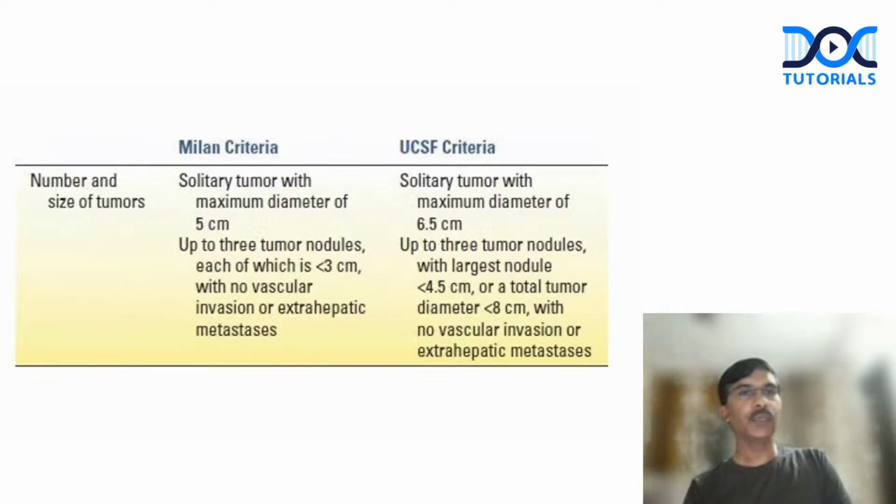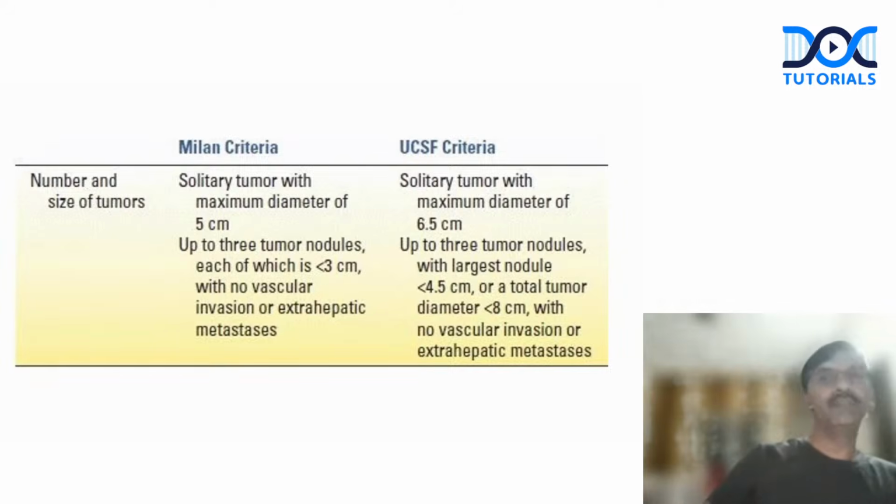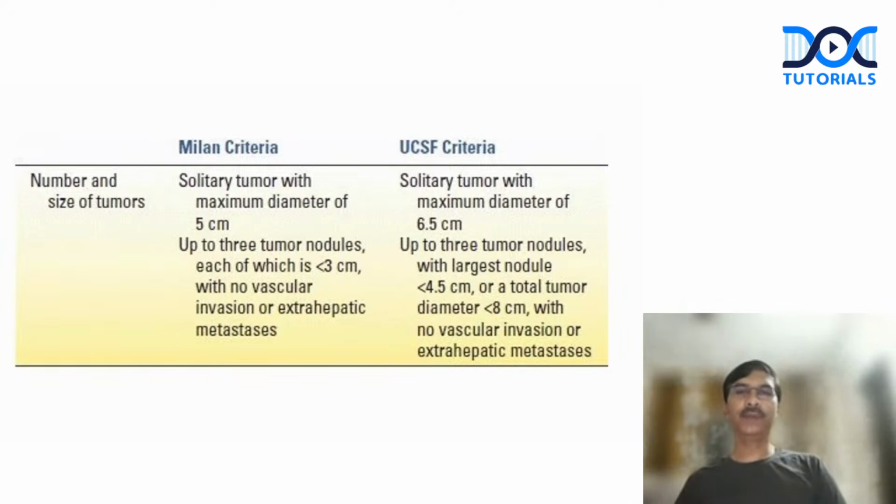So Milan criteria: solitary tumor maximum diameter of 5, add 1.5, solitary tumor of maximum diameter 6.5 is UCSF criteria. And multinodular up to 3 tumor nodules, each of which are less than 3 centimeters, add 1.5, up to 3 nodules, largest being less than 4.5. They have also included a cumulative tumor diameter of less than 8 centimeters. In both, there should not be any vascular invasion or extrahepatic metastasis.